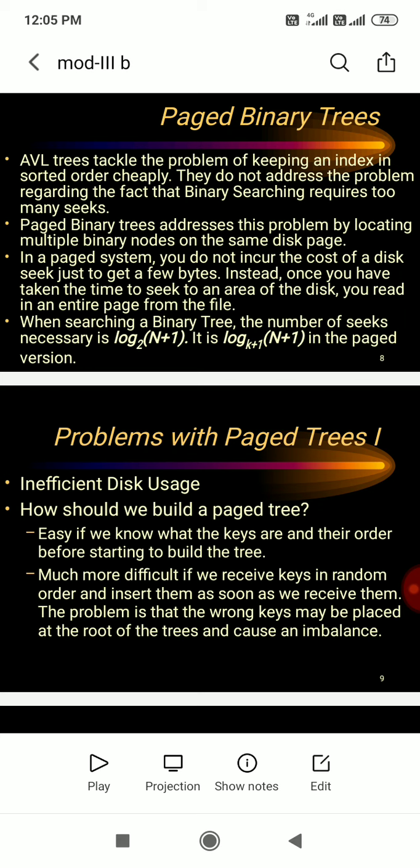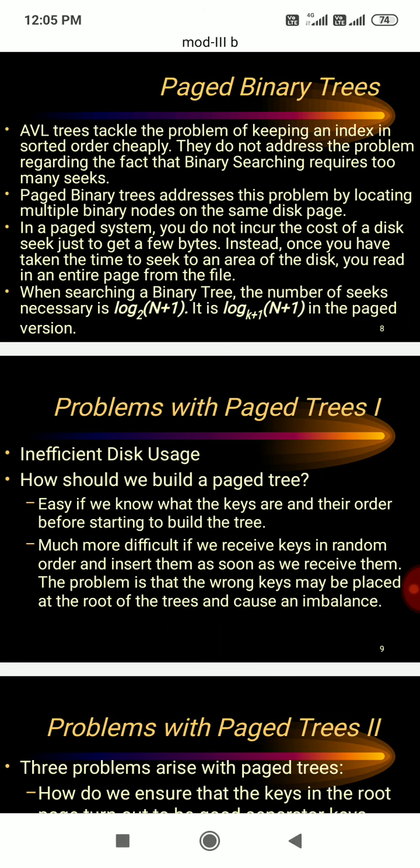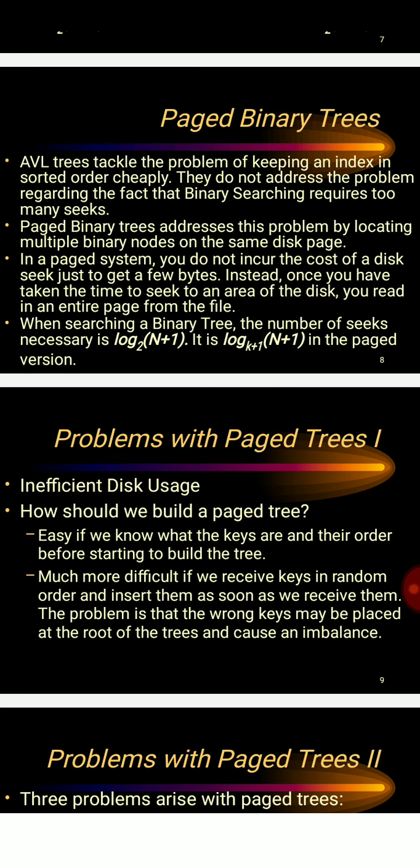The AVL tree always maintains the tree balance. What is the maximum difference? It is 1. Next, the paged binary tree avoids the number of seeks, because it divides the data into a set of pages. Each page has 8 nodes' information. Hence whenever we fetch one page, we get the information of 8 nodes. Hence seeking has been reduced, and hence the two problems can be overcome.